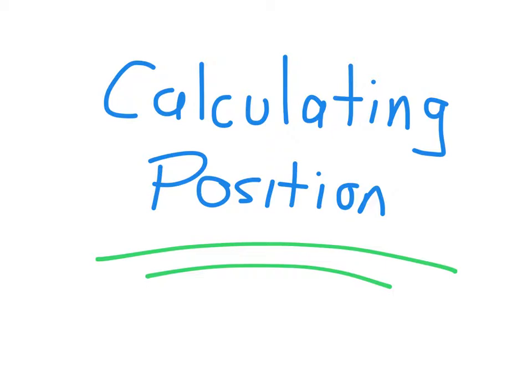Welcome back again. So now in this video we're going to be calculating position using the position equation that we have for the uniform linear motion. That is this one. It's the position that is equal to the initial position plus the velocity times the time interval. This is the formula that we're going to be using right here.